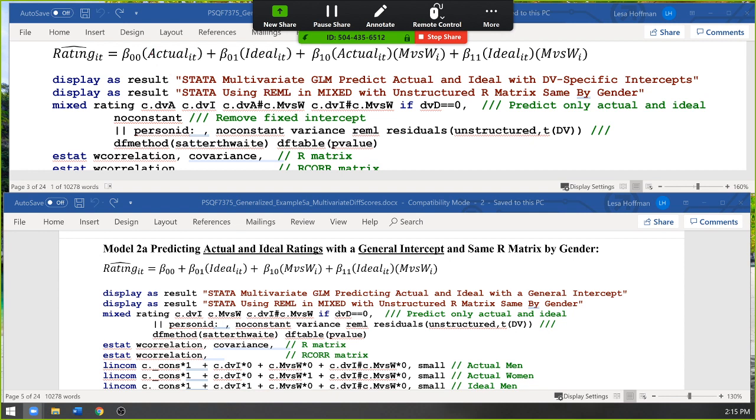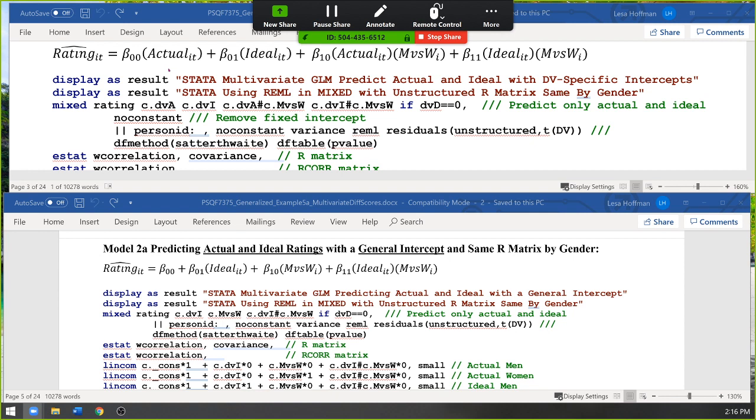But up here in the top window, this is the model that we looked at last time. So just to remind you the story here, we are interested in predicting discrepancies between what people actually think their body looks like and what they think it ideally should look like. So the construct of interest is the difference between these ratings and whether or not that discrepancy varies by gender.